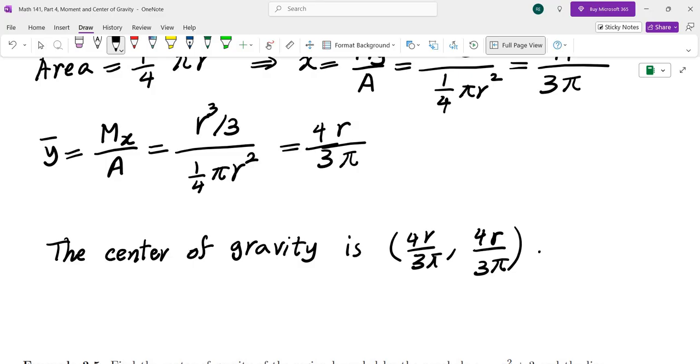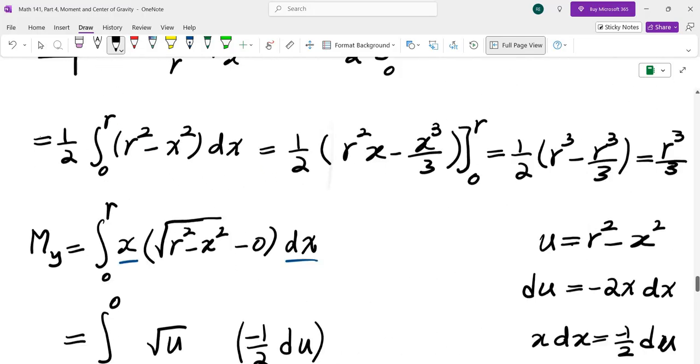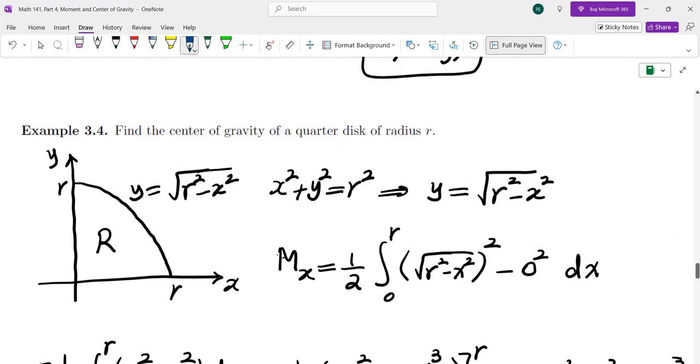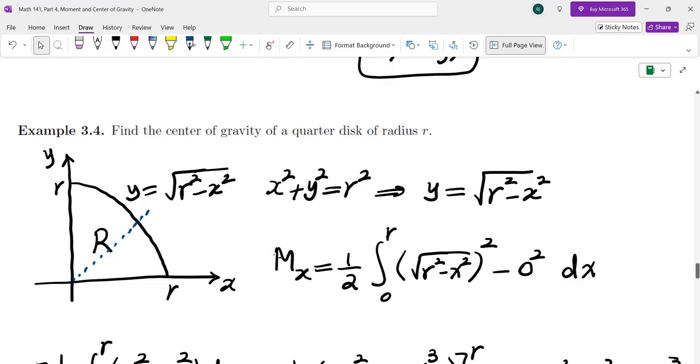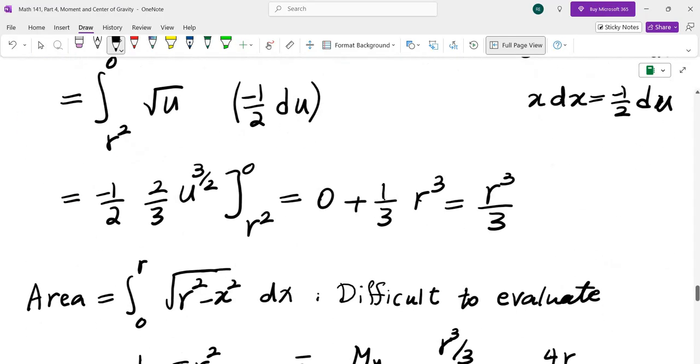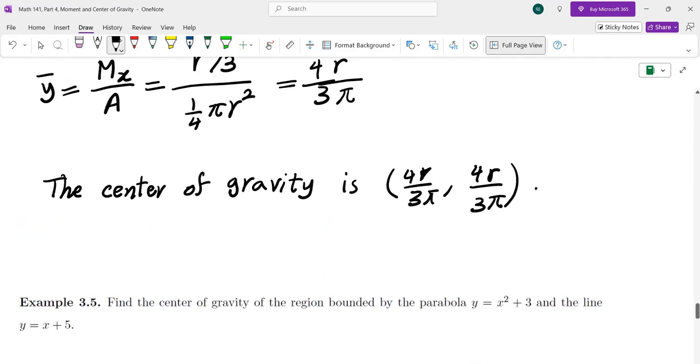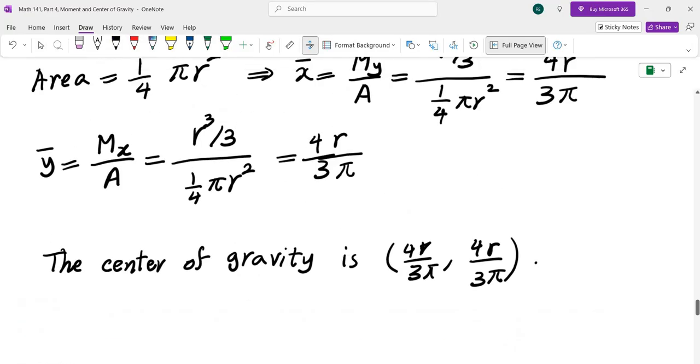Now notice that this is something that we could have used a shortcut to obtain, because if you look at the quarter circle, it is symmetric about the line y equals x. In other words, if I take a point inside the region here, the reflection about the line y equals x is going to be inside the same region. So it's symmetric about that line. Because of that, the center of gravity would have to be on that line. So we could have used that shortcut to evaluate only one of them.